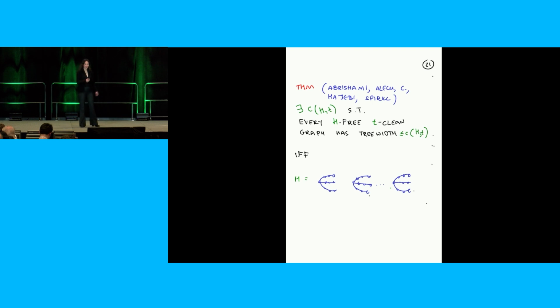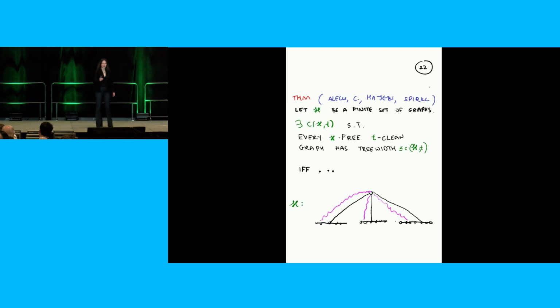I didn't say anybody's name, so I'm not going to say any names now. But then we said, well, okay, we did one graph. What about a finite family of graphs? So I'm looking at the t-clean graph. I excluded the basic abstractions. Now I'm allowed to exclude finitely many more graphs. What should those graphs be?